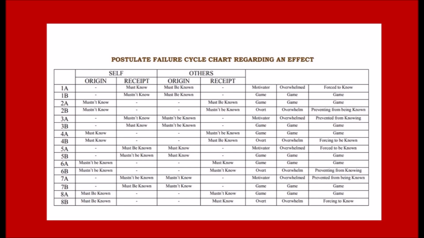These overts and motivators occur in a specific sequence known as the cycle of postulate failure. You will learn about this cycle or sequence in future videos.